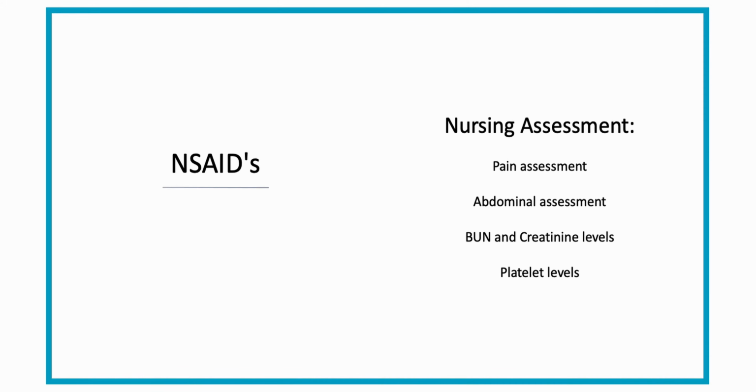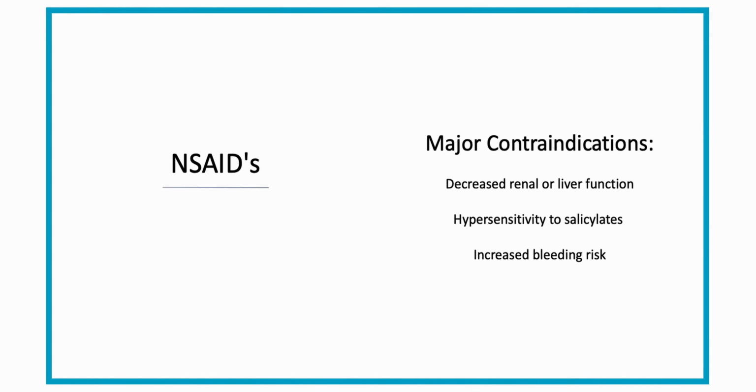With long-term NSAID therapy, BUNs and creatinine should be monitored to monitor the kidney function because of the increased risk of decreased function because of that prostaglandin inhibition. Platelet levels should be monitored with chronic NSAID use as well because of the decreased platelet aggregation that happens when COX enzymes are inhibited, and therefore prostaglandins are inhibited as well.